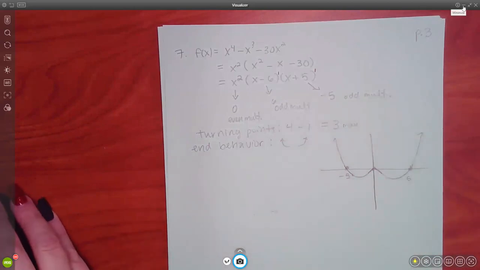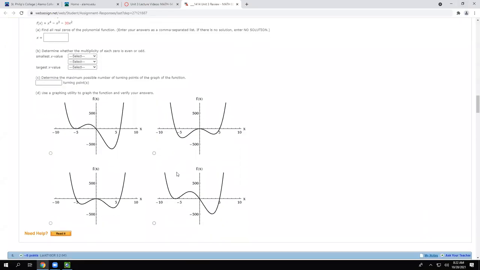What do the graphs look like? They've got to match ours. So we have one at negative five. So that one has it at negative five. Nope. And nope. So it can't be these two because they don't have an x-intercept at negative five, right? These two graphs do have x-intercepts at negative five. Then positive six, they also have those. They also both have the correct end behavior, right?